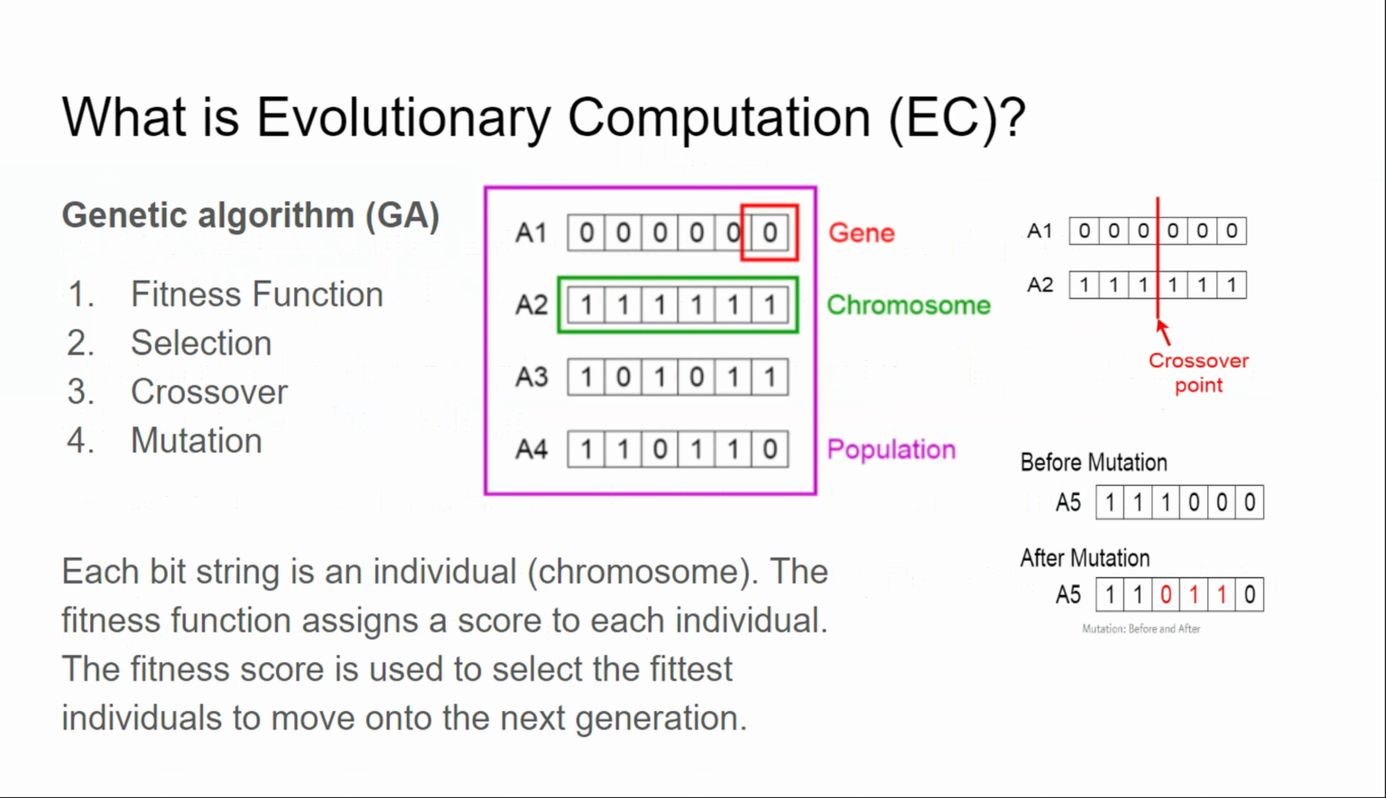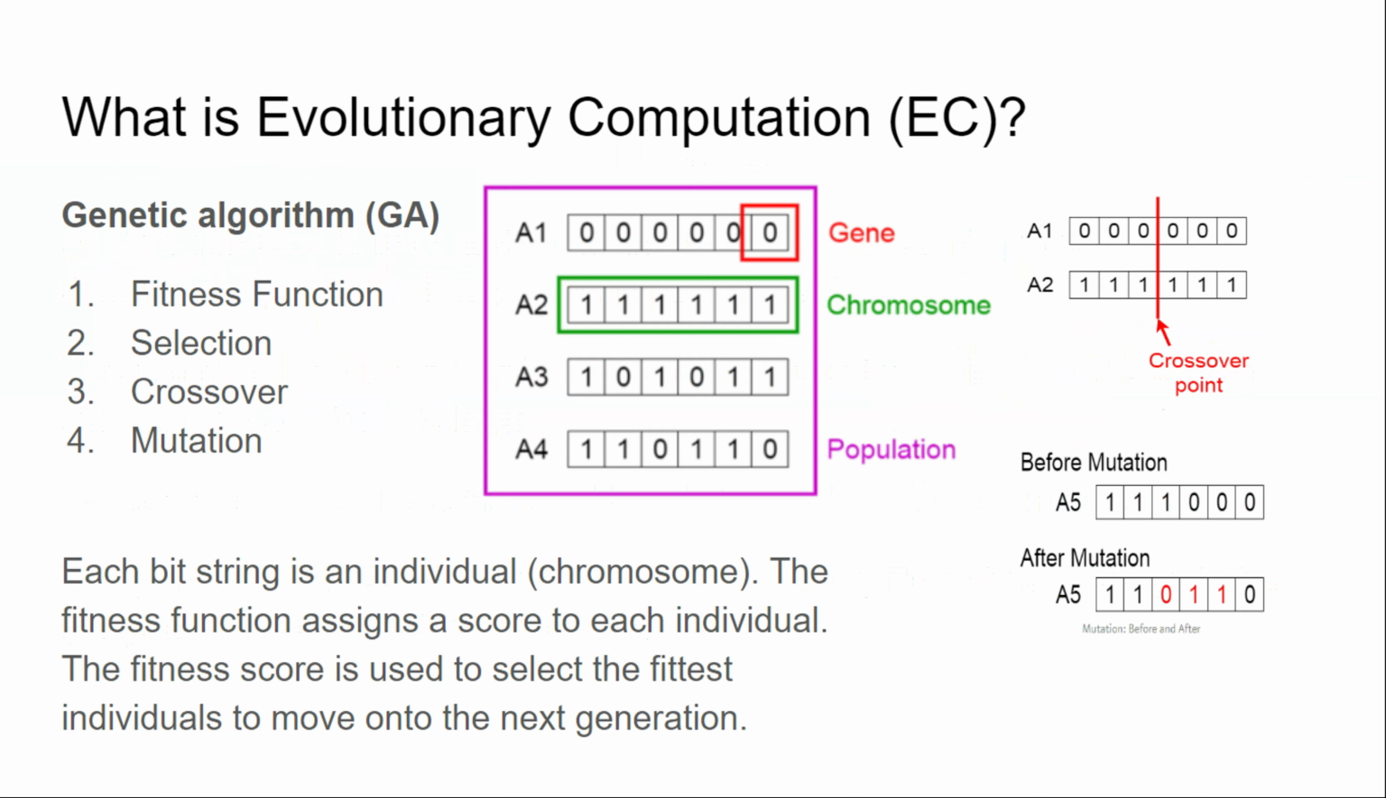So before I talk about feature selection in general, first we have to figure out what is evolutionary computation. Probably the most well-known algorithm that falls under this category is the genetic algorithm. Features are represented by genes, which make up an individual, also called a chromosome. An individual is basically a set of features, in this case represented as a binary string.